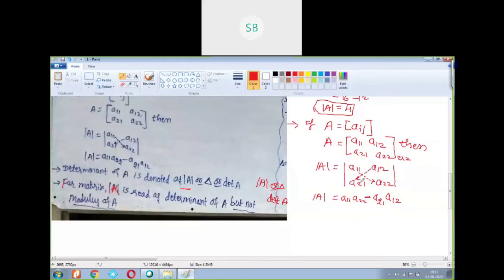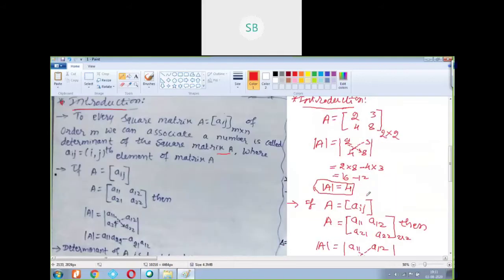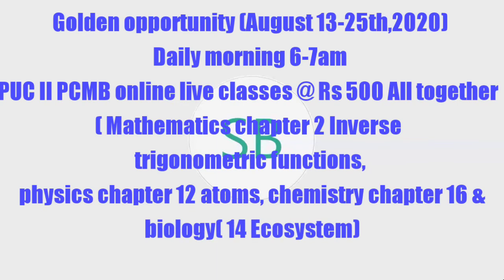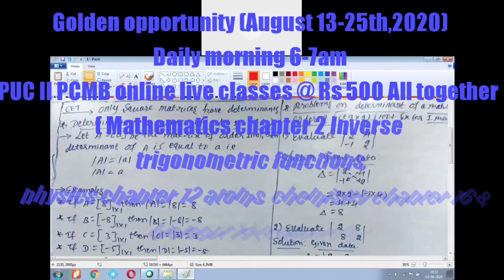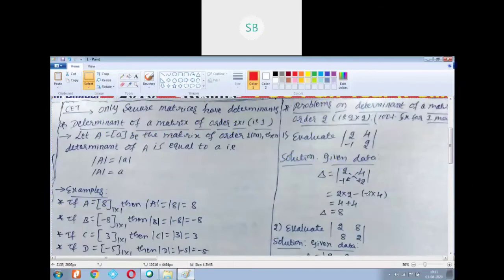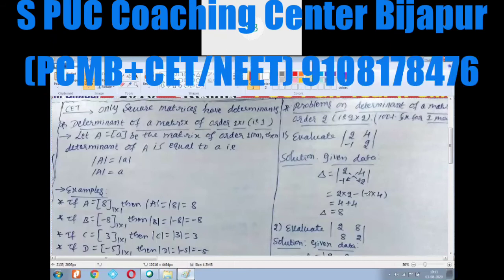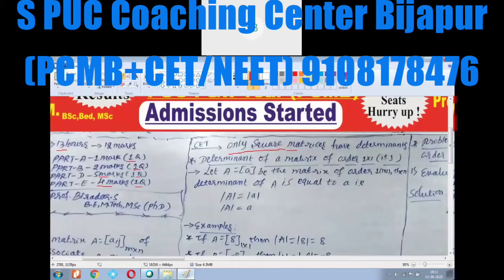Okay, one more very important point for the CET that I'm going to place here. So just a minute, I will place it properly. Consider this one point here. On that arrow you can put CET. Write it as a CET: only square matrices have determinants. That you can underline.